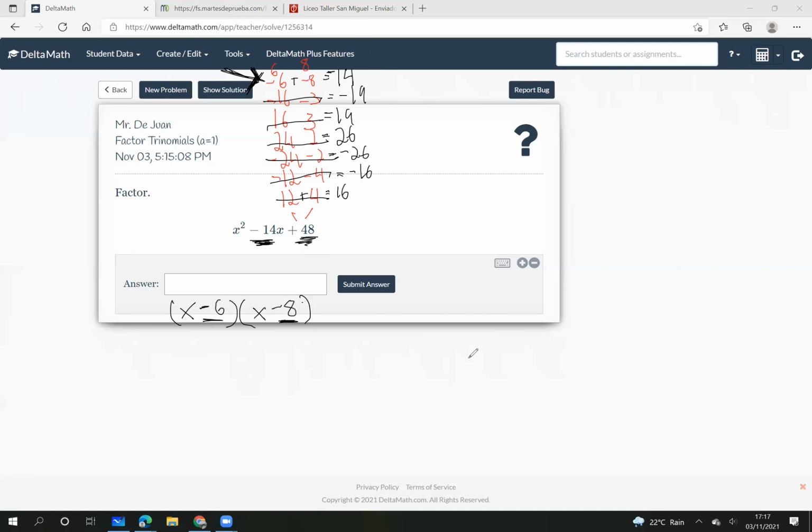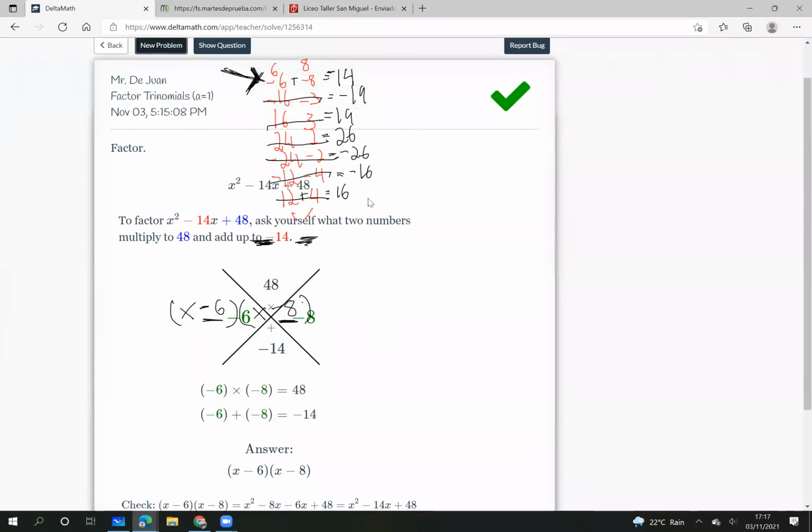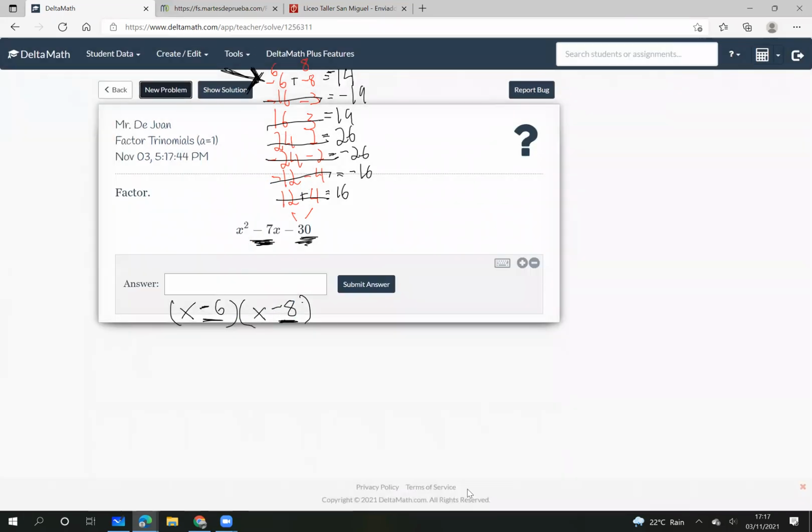Okay? So what am I going to put right here? I'm going to put x minus 6 and x minus 8. Boom. Okay.